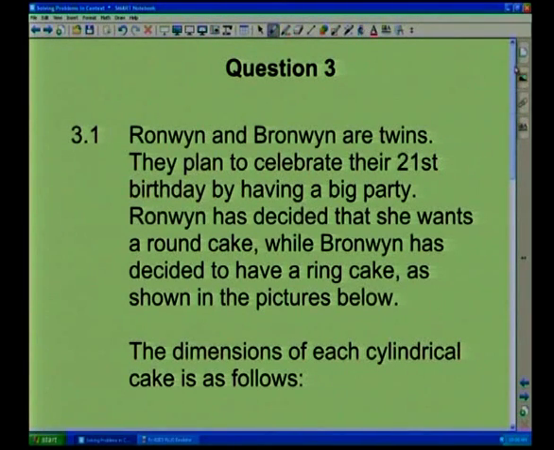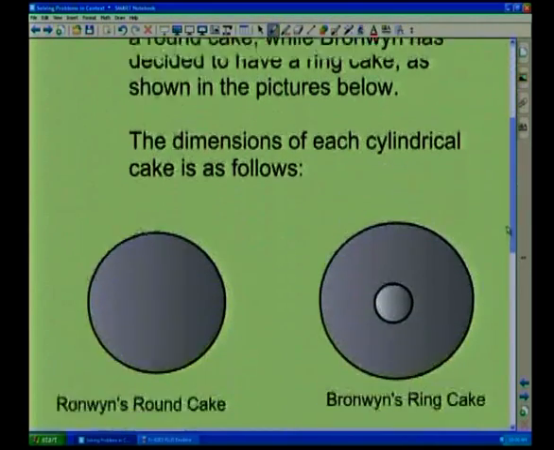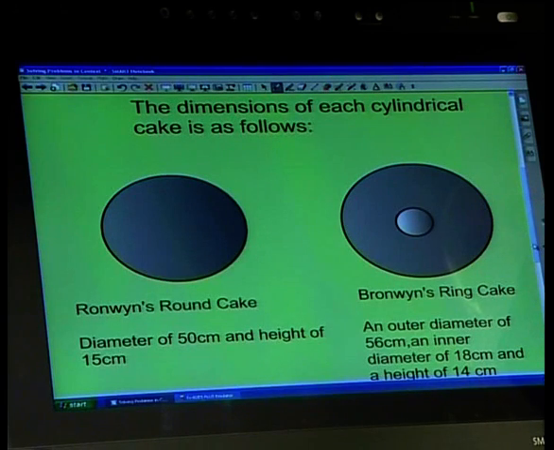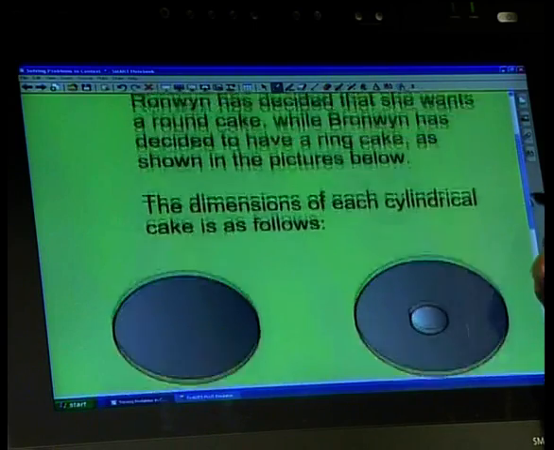All right, question number 3 says that Ronwin and Bronwyn are twins. They plan to celebrate their 21st birthday by having a big party. Ronwin has decided that she wants a round cake, while Bronwyn has decided to have a ring cake, as shown in the pictures below. Let's just have a quick look so we can see what we're talking about. There we go, a round, and this one has got a little bit of a ring in it. So that area in the middle is hollow. Looks a little bit like a donut.